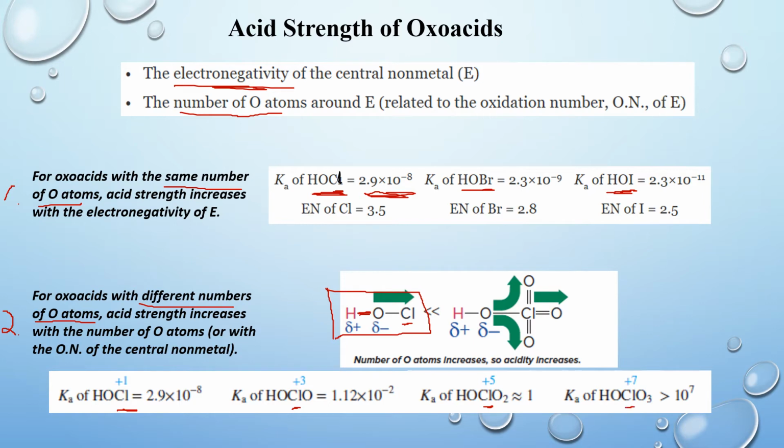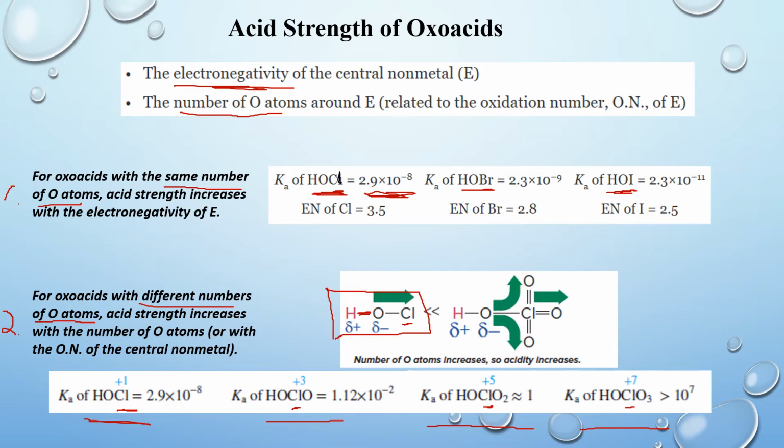And again, to name this acid, this is called hypochlorous acid. This is called chlorous acid, without the hypo. This is chloric acid, and this is perchloric acid. Not hyper, just perchloric acid.